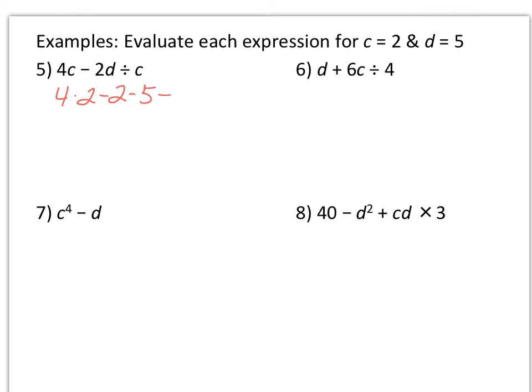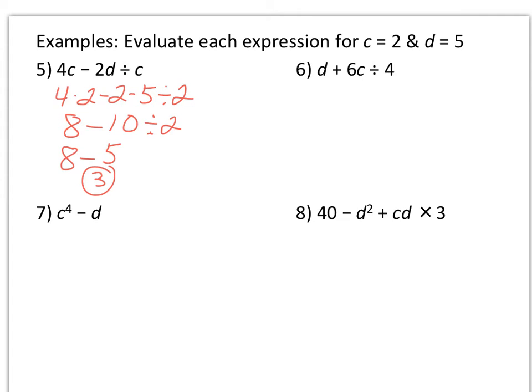So in our first one here, for 4c, we're going to put 4 times 2, then minus 2 times 5 divided by 2. Okay, let's go ahead and simplify some multiplication. 4 times 2 is 8, minus 2 times 5 is 10, and then divided by 2. Okay, we have to do the division before the subtraction. So go ahead and bring down the 8 minus 10 divided by 2 is 5. And 8 minus 5 gives us 3.